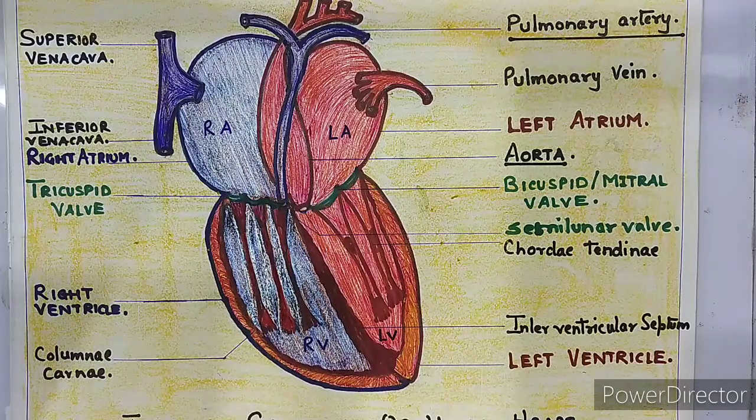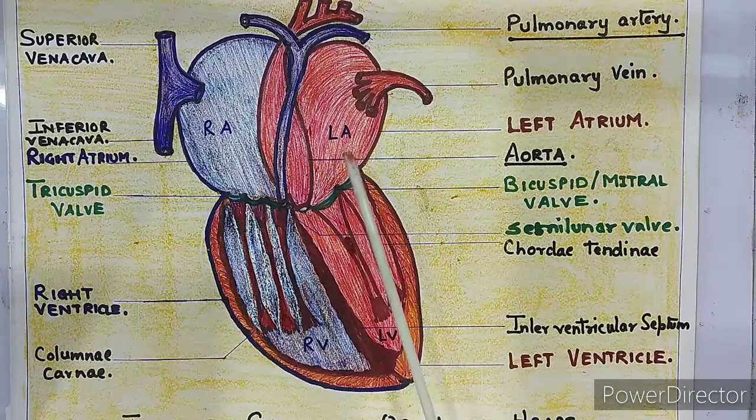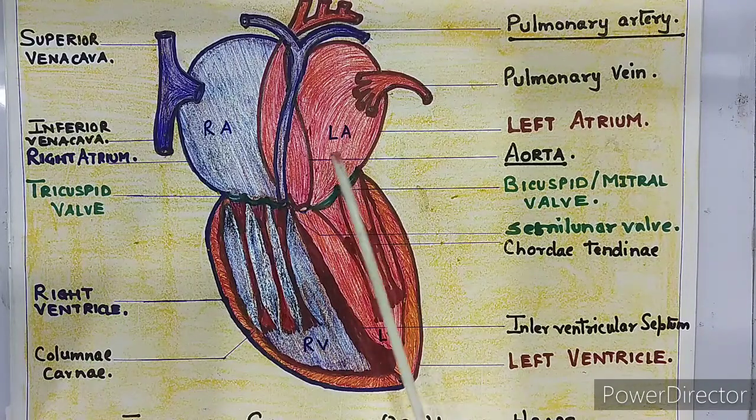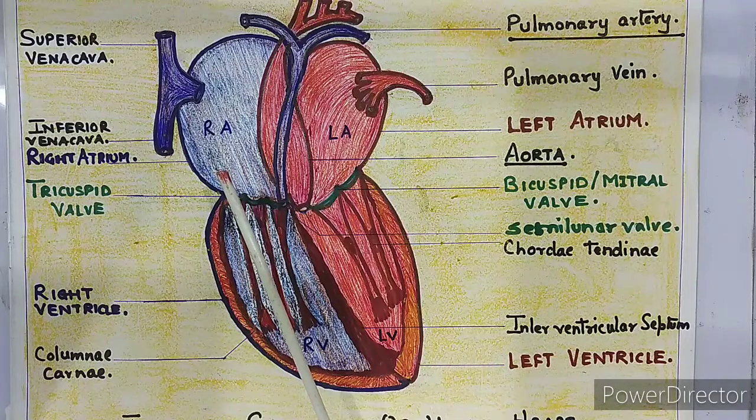Now, this deoxygenated blood or the oxygenated blood is brought by the veins. You might be having prior knowledge, children, that the blood vessels which bring blood to the heart are called veins. Whereas the blood vessels which originate from the heart are called arteries.